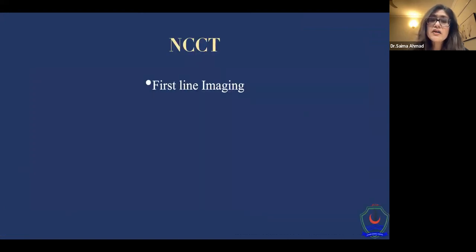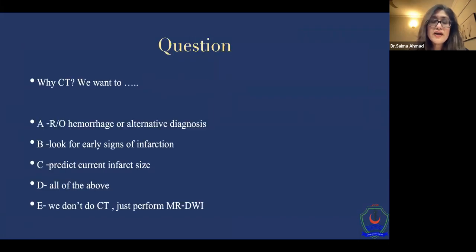Basically, for the first line imaging, we start with a non-contrast CT. So here is the question: why do we want to have the CT?